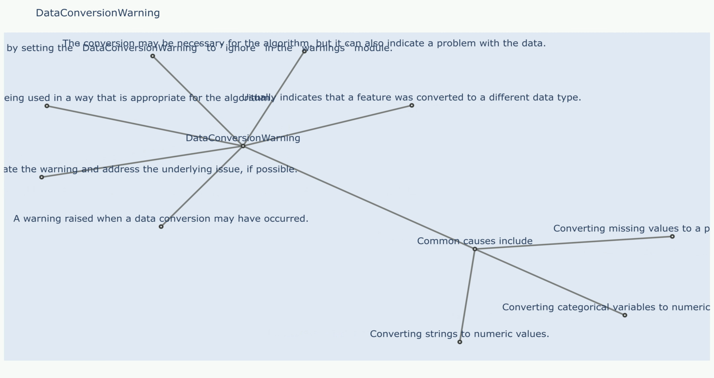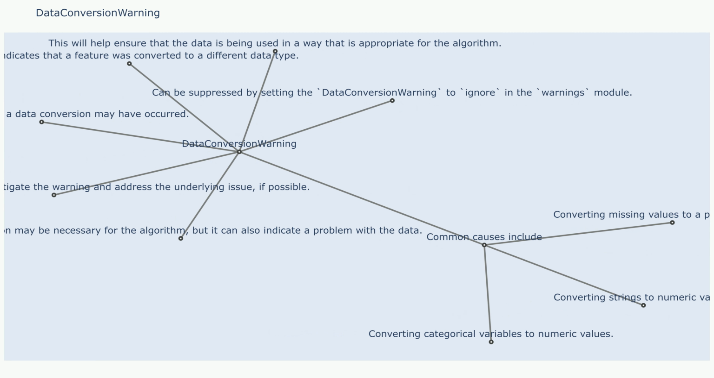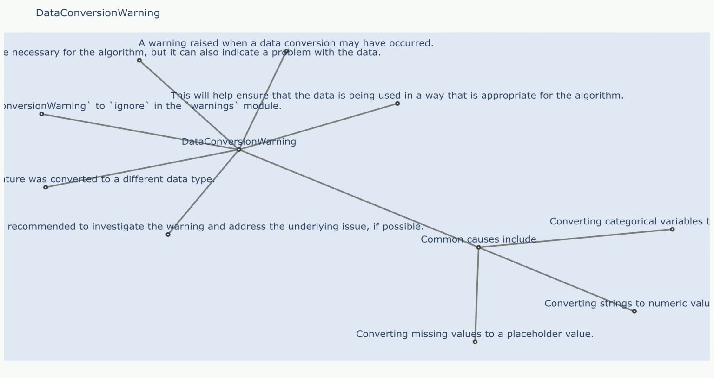While not always a critical issue, it's important to understand its causes and implications to ensure your model is working as intended. Common causes of the data conversion warning. 1. Data type mismatch. The most common reason is when your data is not in the expected data type. For instance, a function might anticipate numerical values, but you might be supplying strings, booleans, or even objects. Example: feeding a list of strings, e.g. '1', '2', '3', to a function that expects integers.